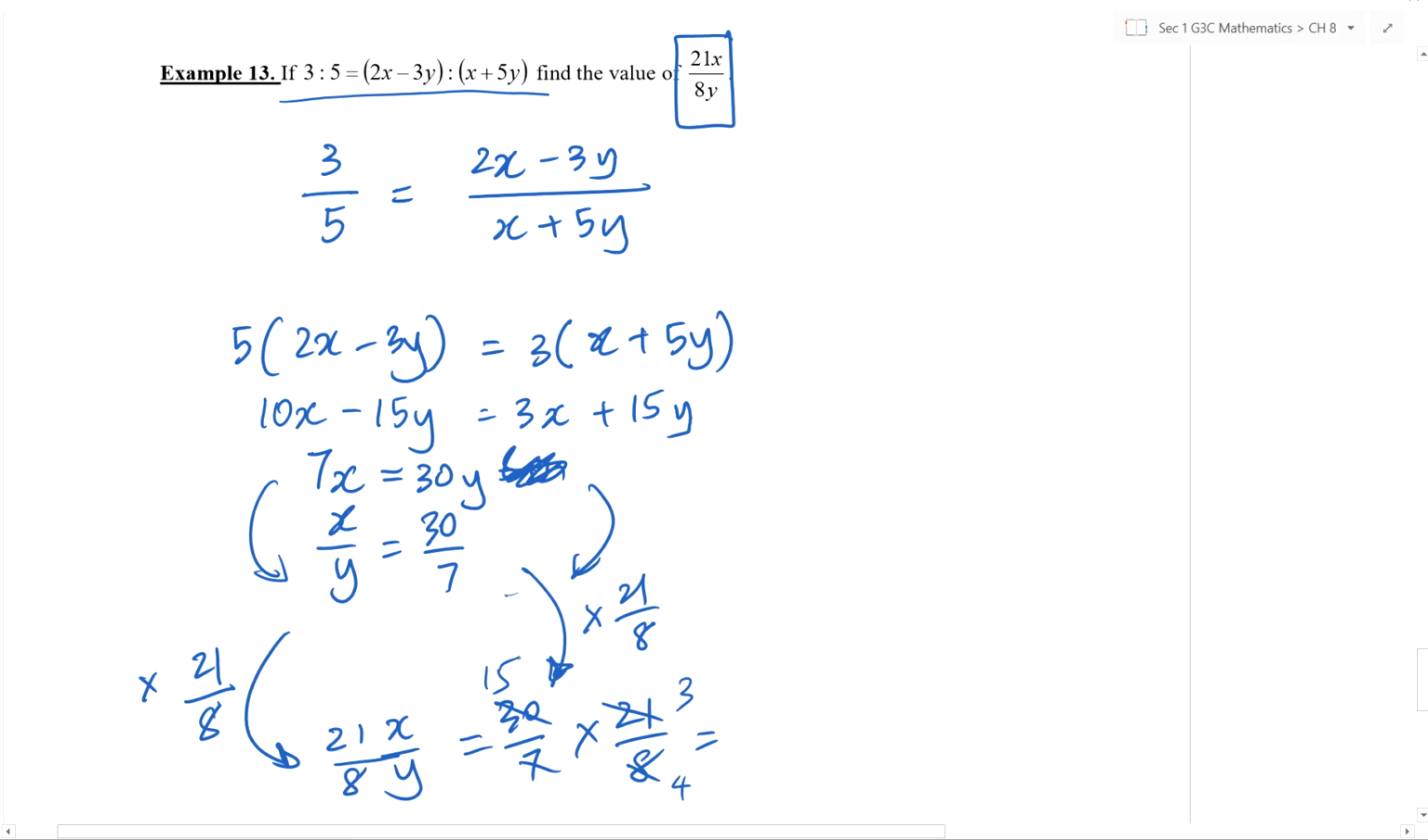2, 15. 45 over 4. You get this answer? Another method. Okay, can you show me the other method then?